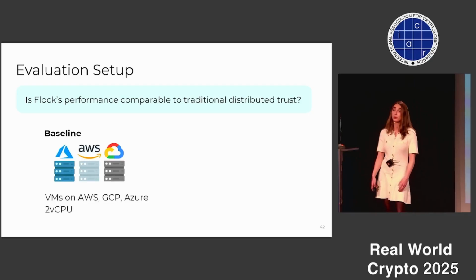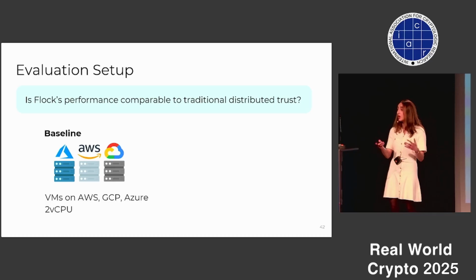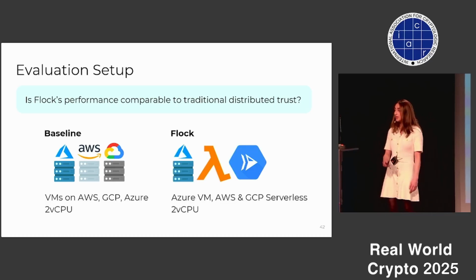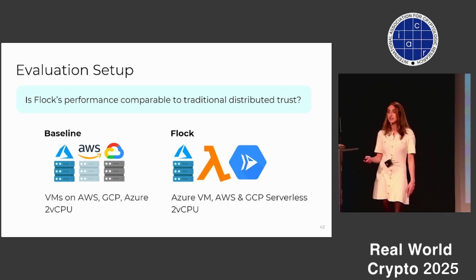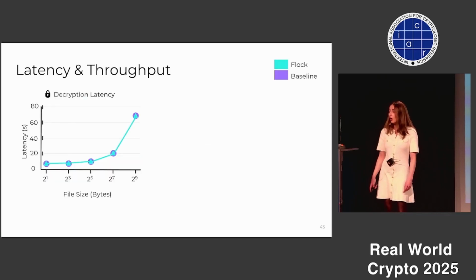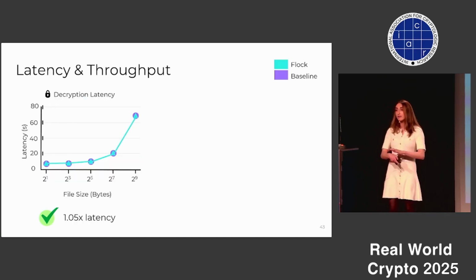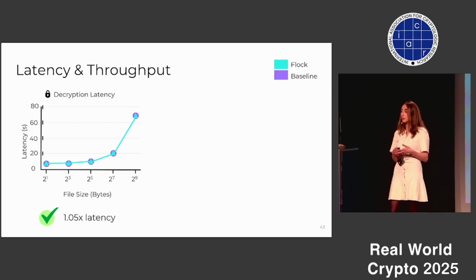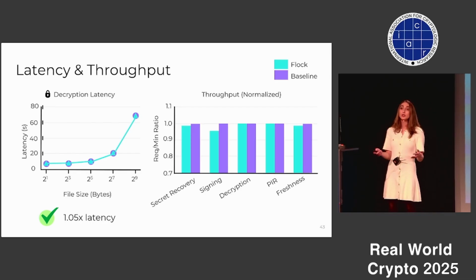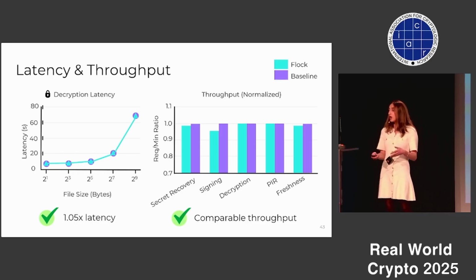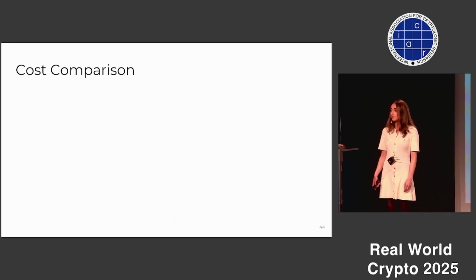And so for the baseline, we deployed VMs on distinct cloud providers, one in Azure, one in AWS, one in GCP. And for Flock, we deployed the application provider in Azure and then serverless instances in the other 2 clouds. Overall, we found that our latency on average across all of the cryptographic modules we evaluated was about 1.05x the baseline. And it was quite a similar story for the throughput. So we saw that we had comparable throughput across the board with these different applications.